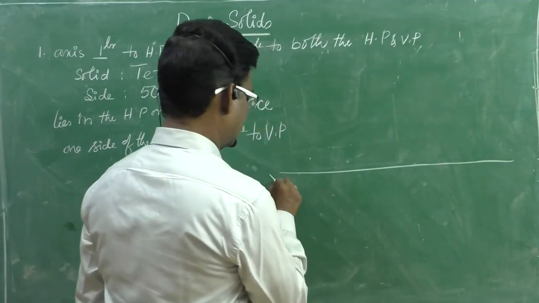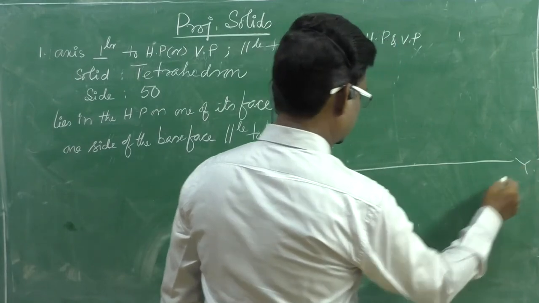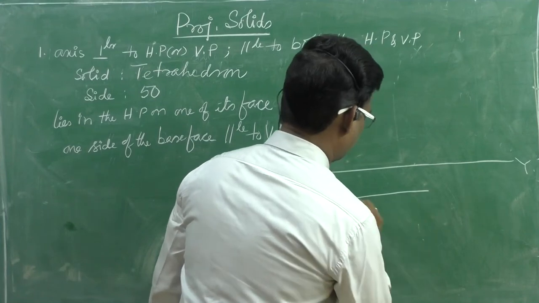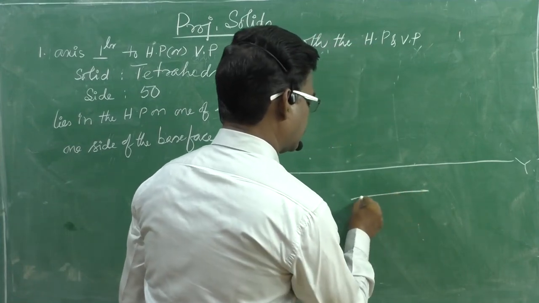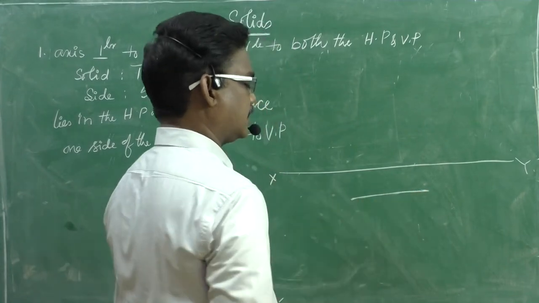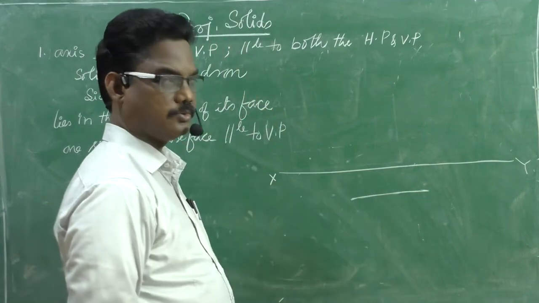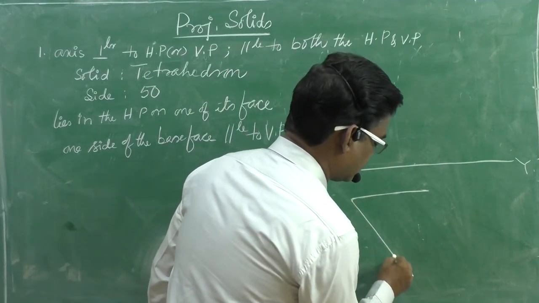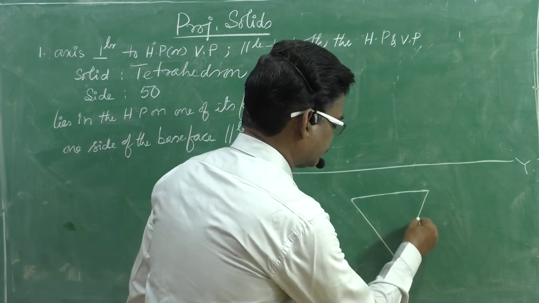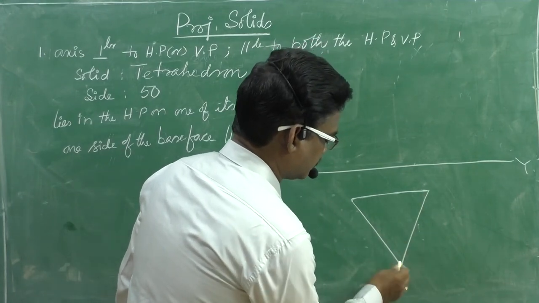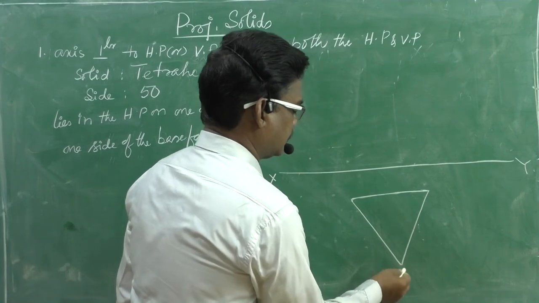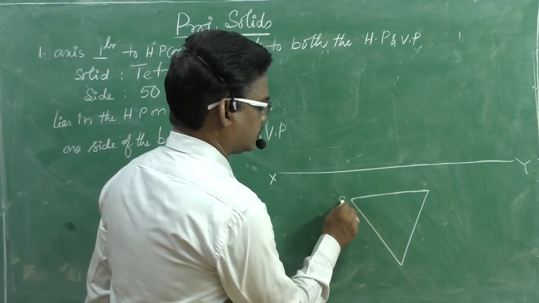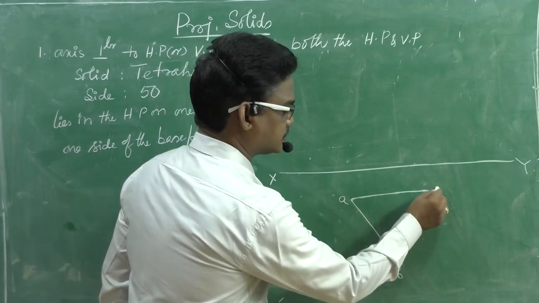Now, draw the XY reference line, and we need to draw a line parallel to the reference line, because one of the base sides is parallel to VP. Right. Construct an equilateral triangle by considering a 60 degrees included angle. Right. Now let it be A, B, C.